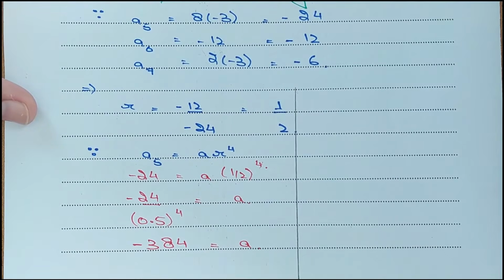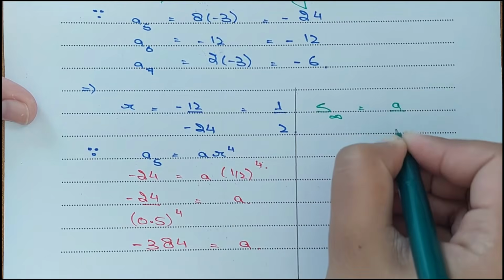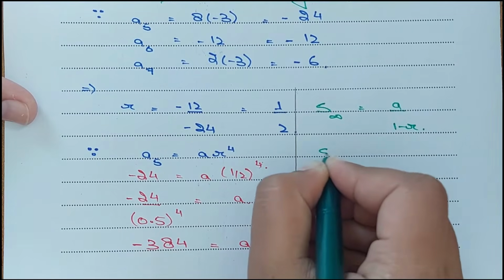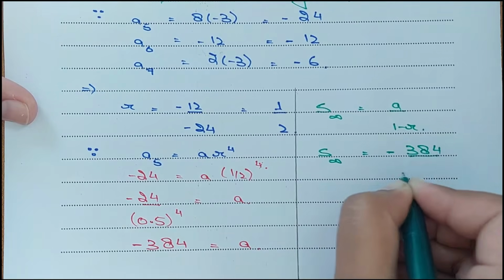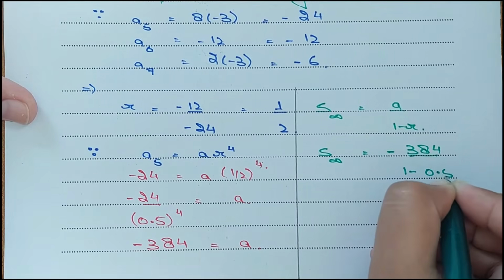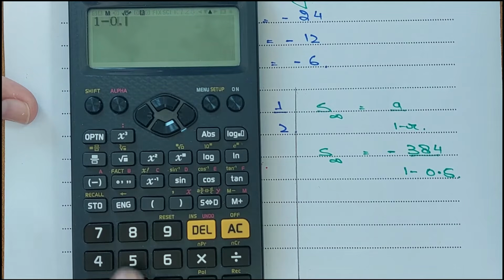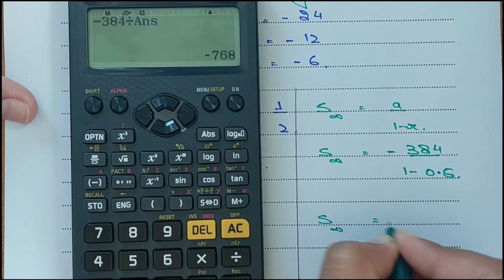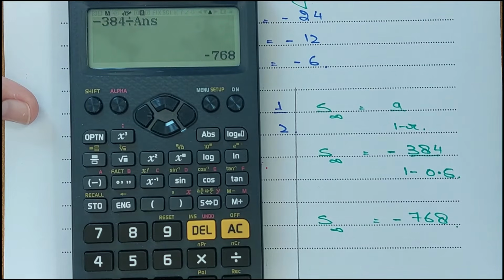So we have the formula for sum to infinity. S infinity is a over 1 minus r. So what is S infinity? a is minus 384 over 1 minus r, and r is 0.5. Let me simplify this. 1 minus 0.5, which is 1 by 2, and minus 384 divided by that equals negative 768. This is the sum to infinity of the geometric progression.